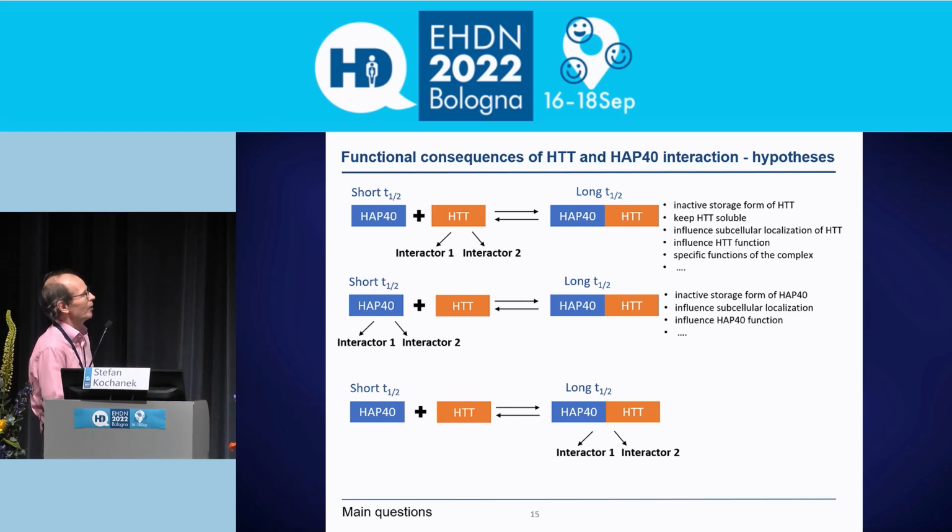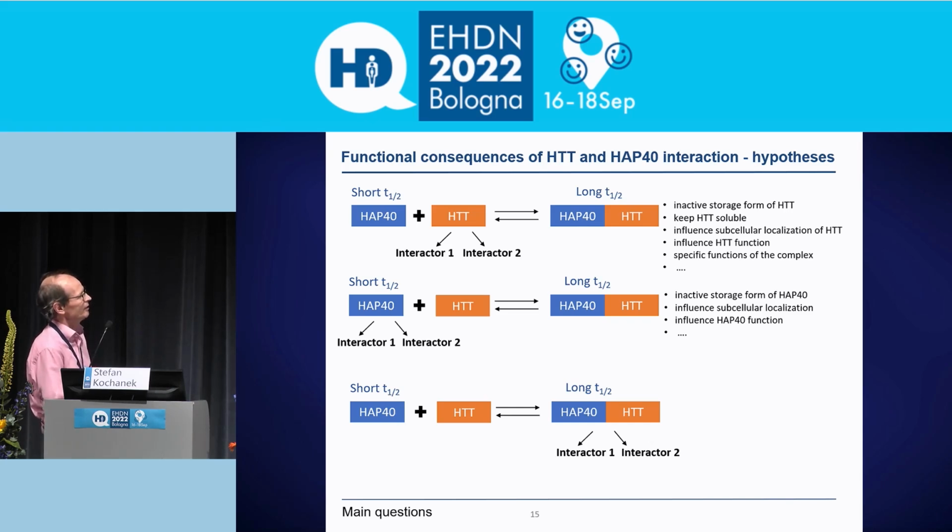I'm not so sure about this now, because I think HAP40 probably has some other function outside of that. But it might actually influence the subcellular localization of Huntingtin and also might influence Huntingtin function. And there might also be a specific function of the complex versus the individual proteins.